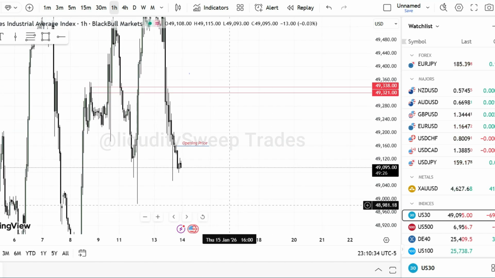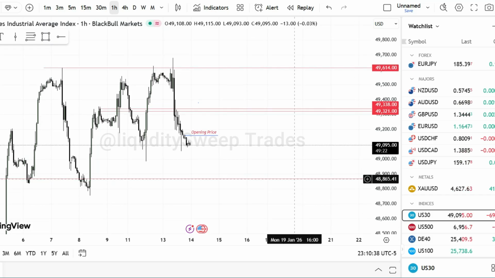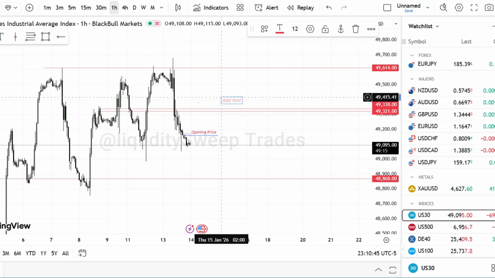So like I said, projection will be to take out the previous day low first before we trace to the upside as our outlook for the day. And this is quite early.